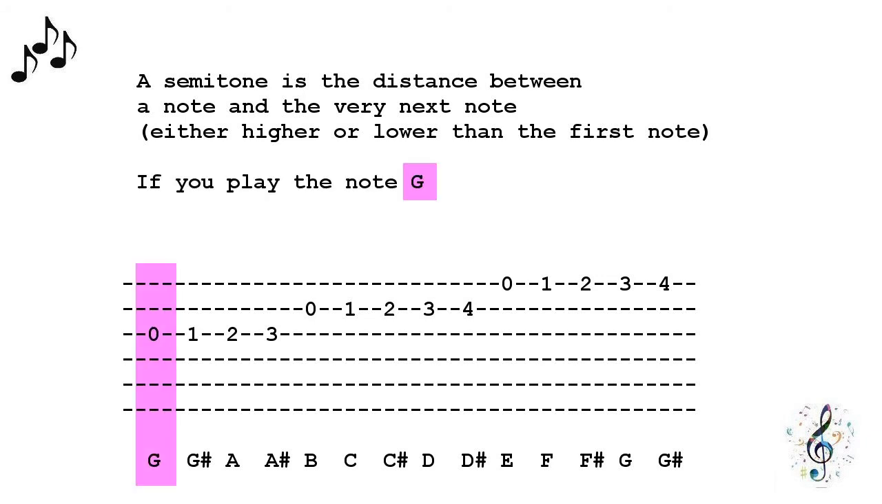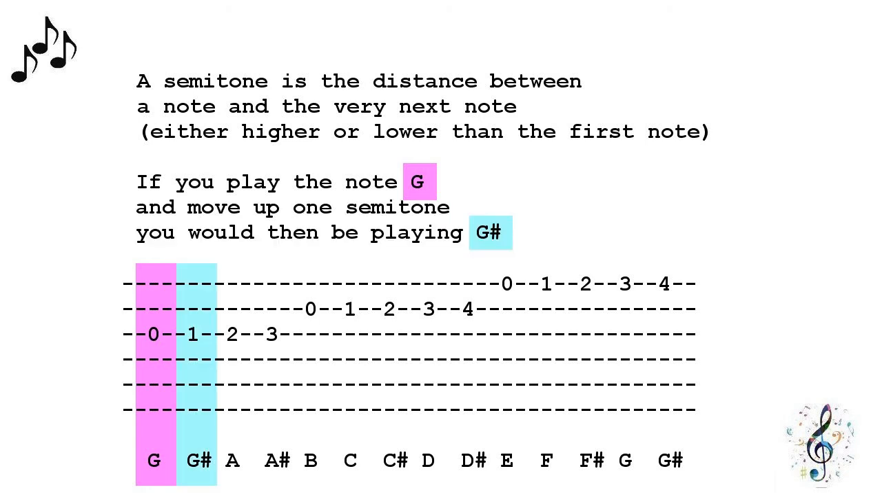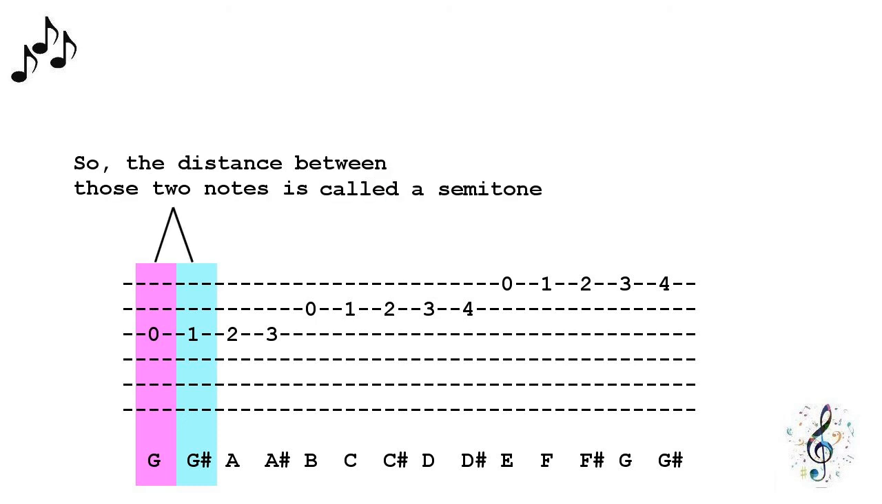If you play the note G and you want to play 1 semitone above that, you would play the first fret on that string, which is a G sharp. So the distance between those 2 notes, G and G sharp, is called a semitone.